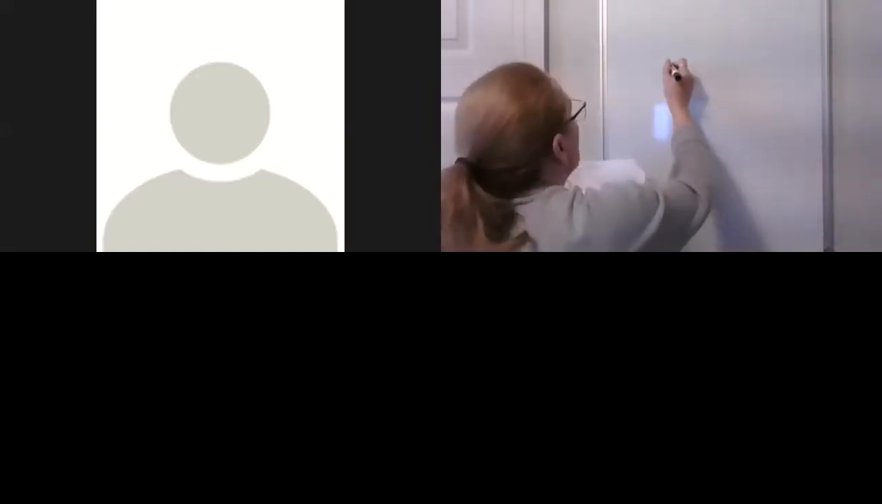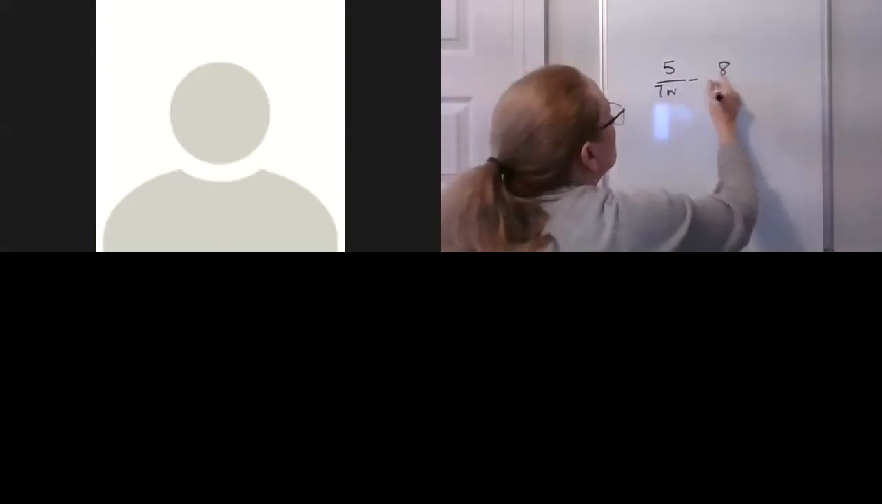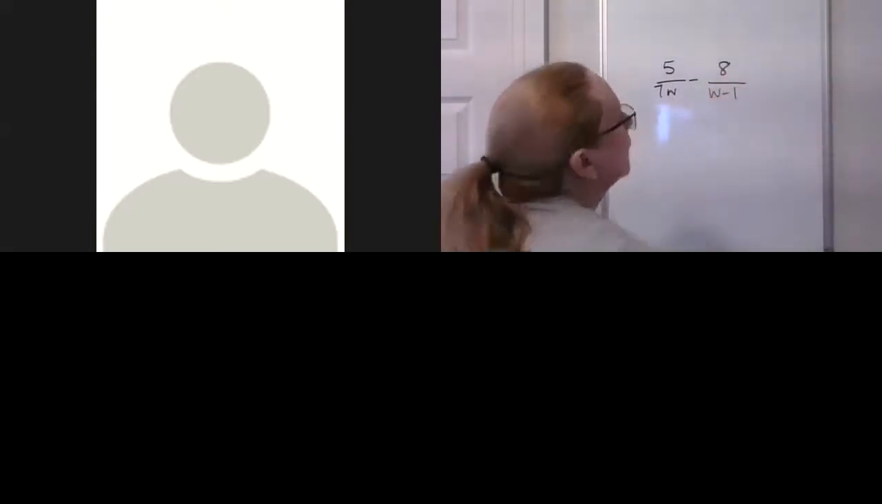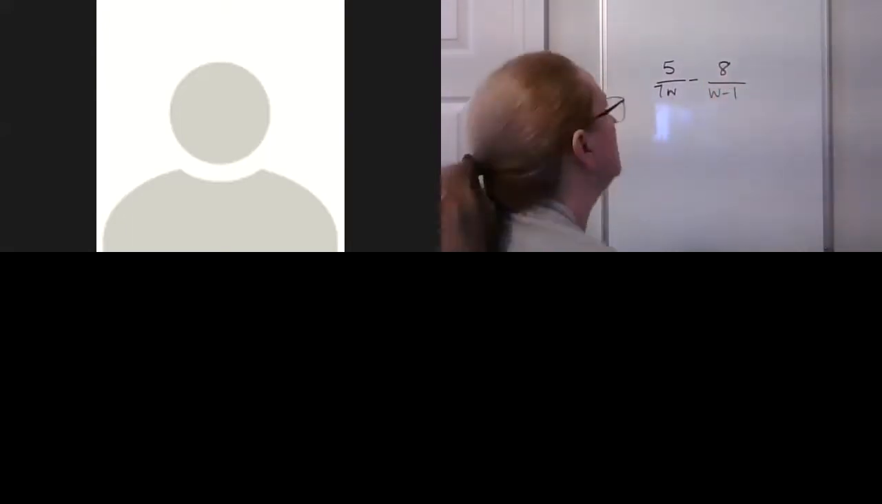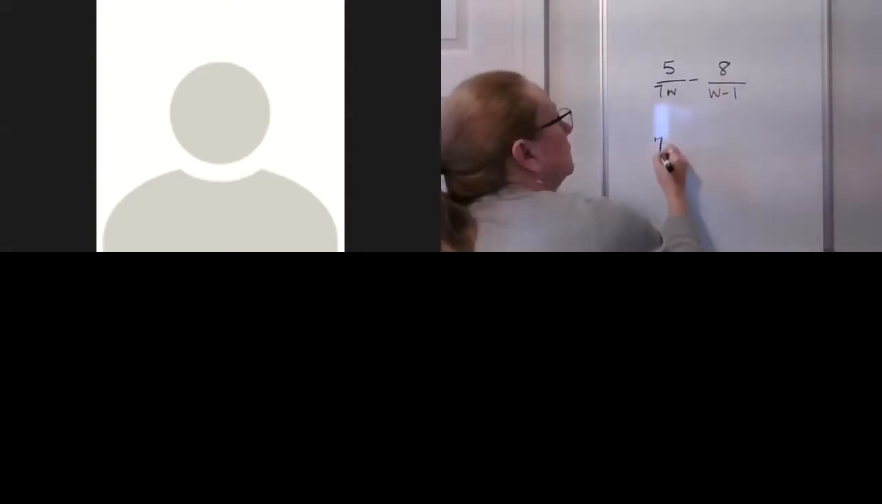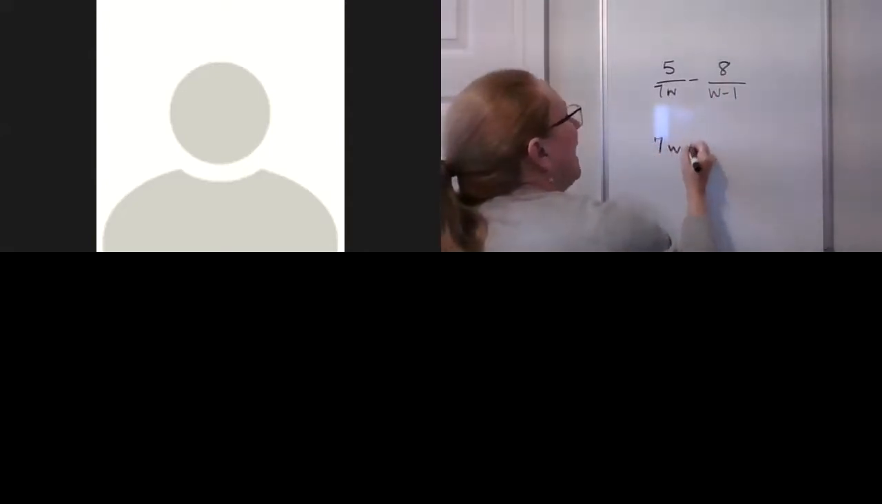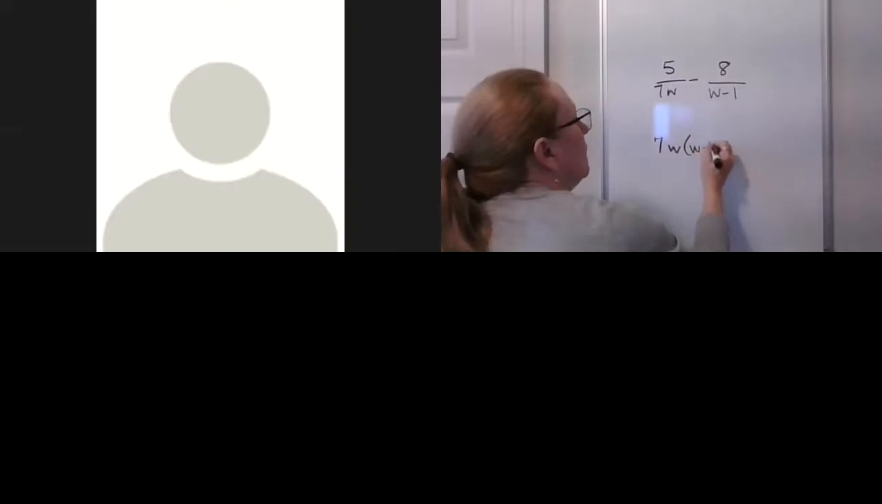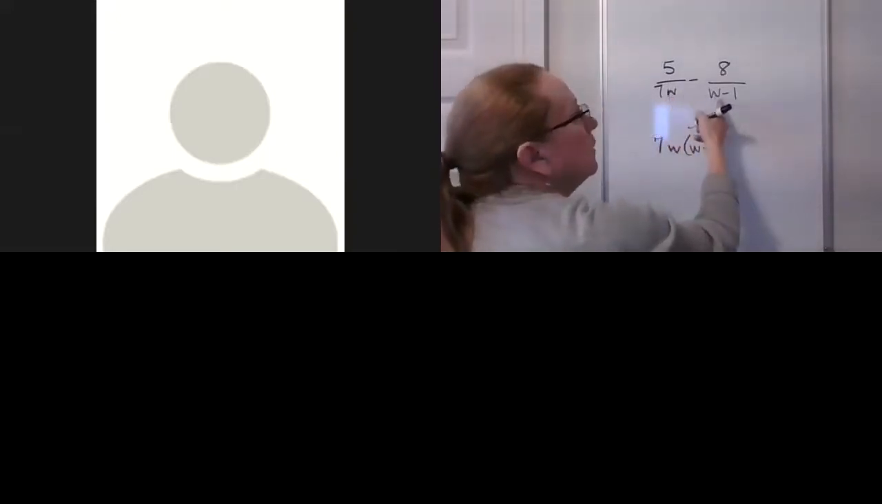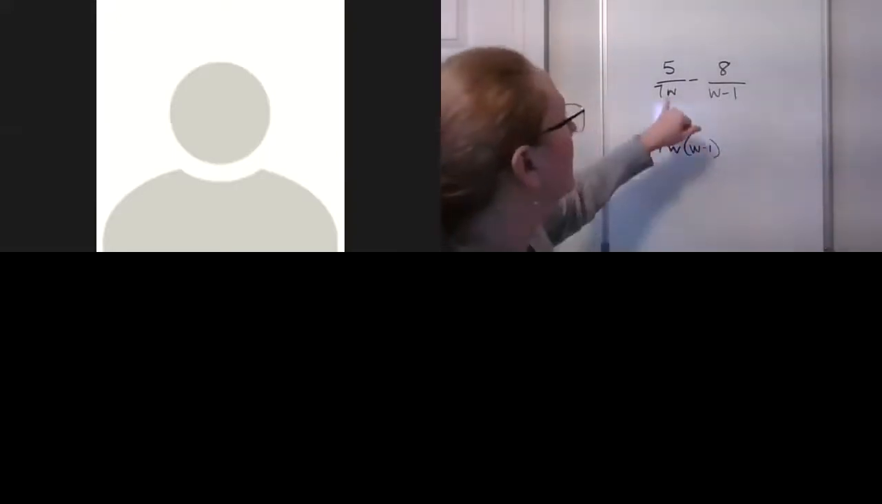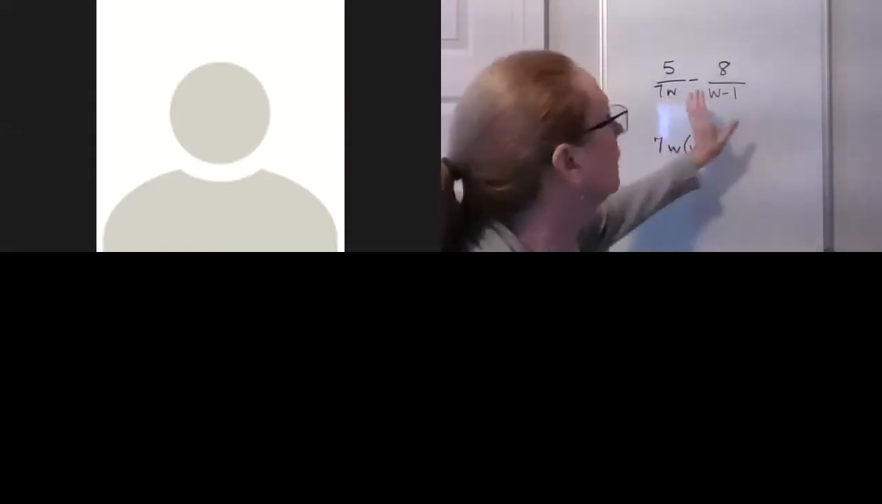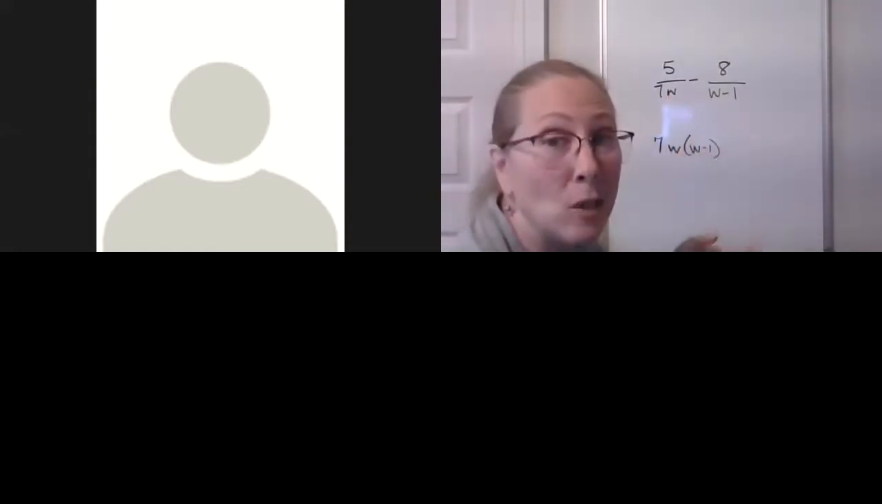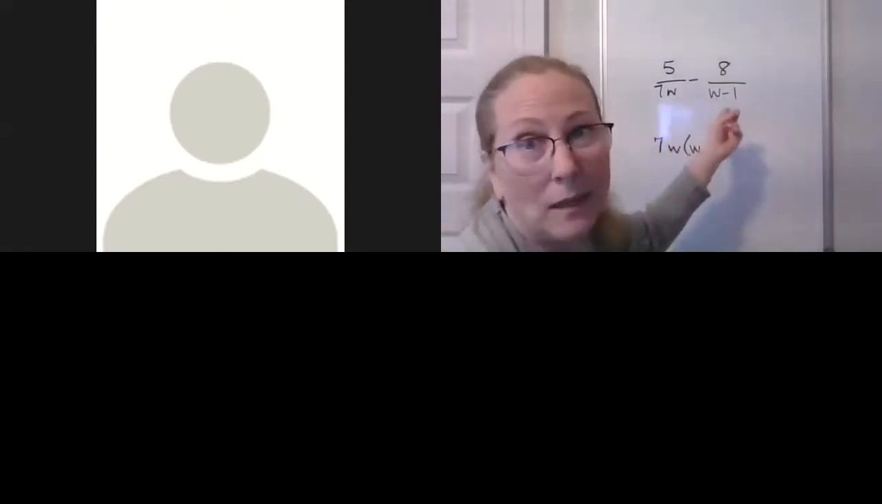Let's do one that's got a couple different parts to the LCD here. So we've got an LCD that has 7, W, and W minus 1. Why do we take that W and that W? Well, because W is a factor and W minus 1 is a binomial factor. It can't be separated. So these aren't the same thing, right?